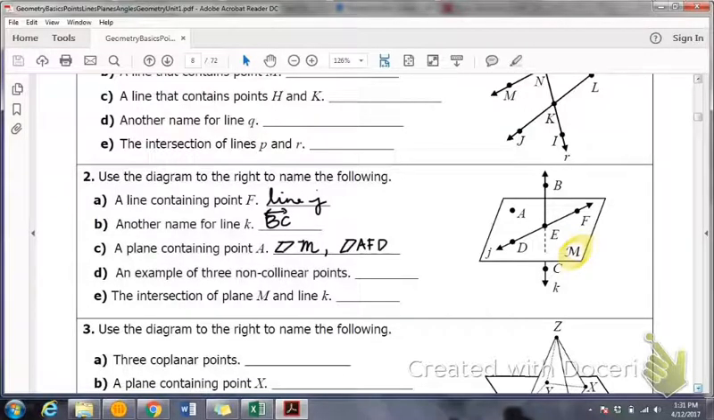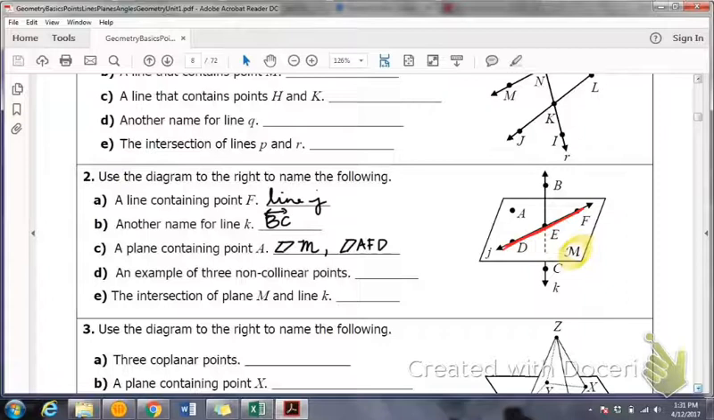Which 3 letters would not work? Why would DEF not work, Sharmini? Because they're on the line. Look at your diagram, guys. Do you see how DEF are all on the same line? And remember, they have to be non-collinear. Excellent work, Sharmini. Okay. Name an example of 3 non-collinear points. Any 3 points that are not all on the same line.